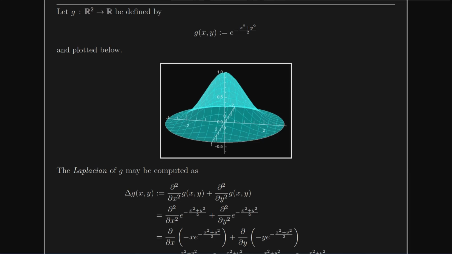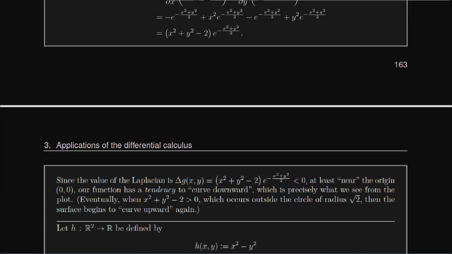And if I look at my function, here's the origin, I definitely have a tendency to curve downwards near the origin, right? Eventually, it does get to a point where the concavity changes. You'll notice instead of inflection points in higher dimension, you have inflection curves or inflection surfaces. But concavity eventually does change, but at least near the origin, it's negative, as the Laplacian says.